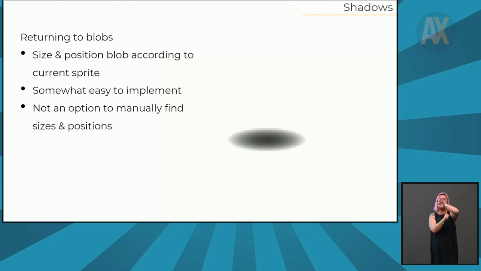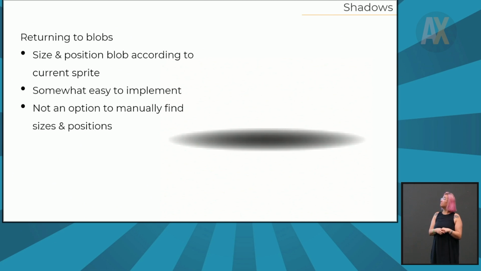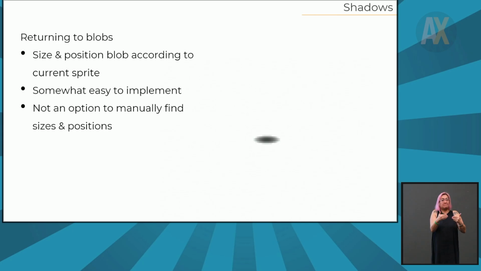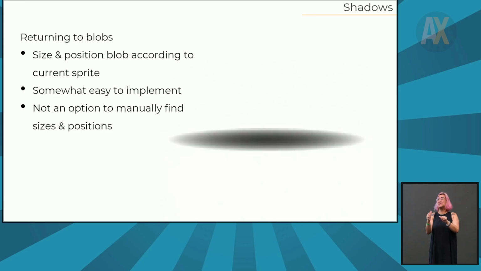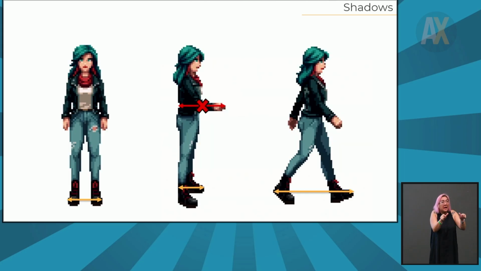So I returned to the idea of using a blob shadow, but making it change size and position based on the pose of the character, which meant I had to change the size for every sprite we had in the game. Making a shader that fit this criteria wasn't actually too hard, but figuring out these sizes and positions was the real problem for me. And since we had hundreds of sprites, I didn't want to do this by hand. So automating this was the way to go.